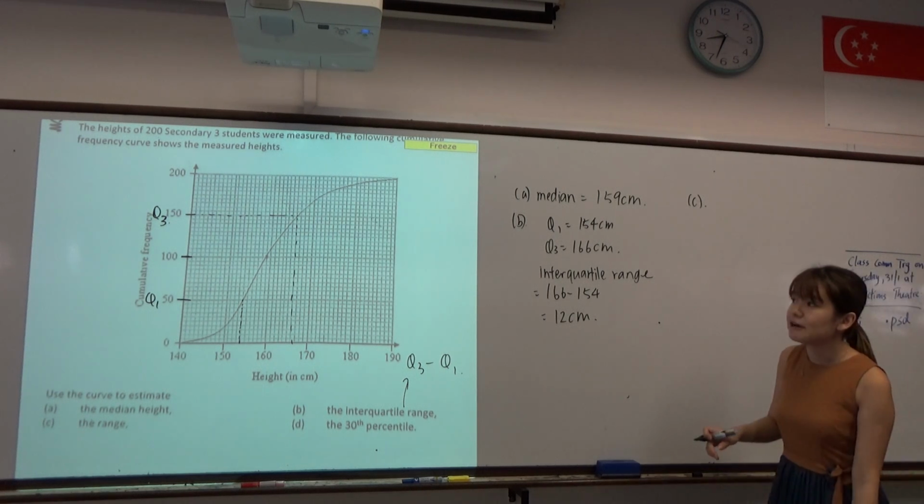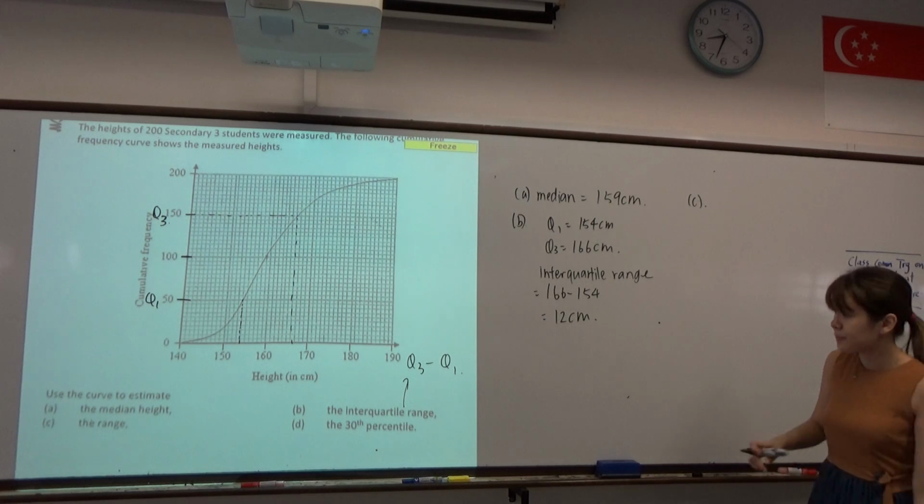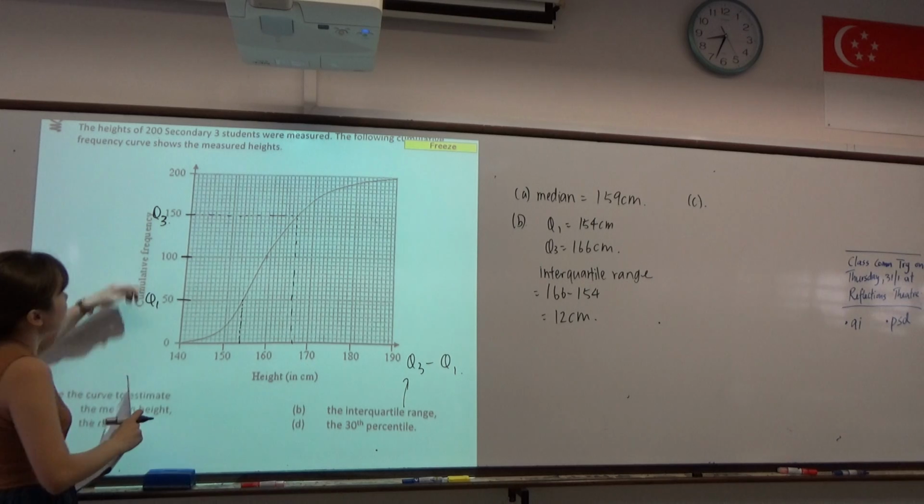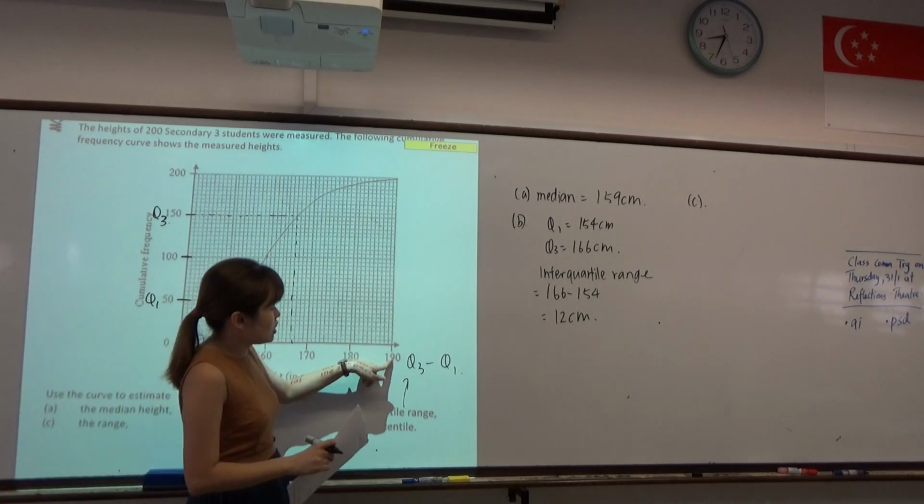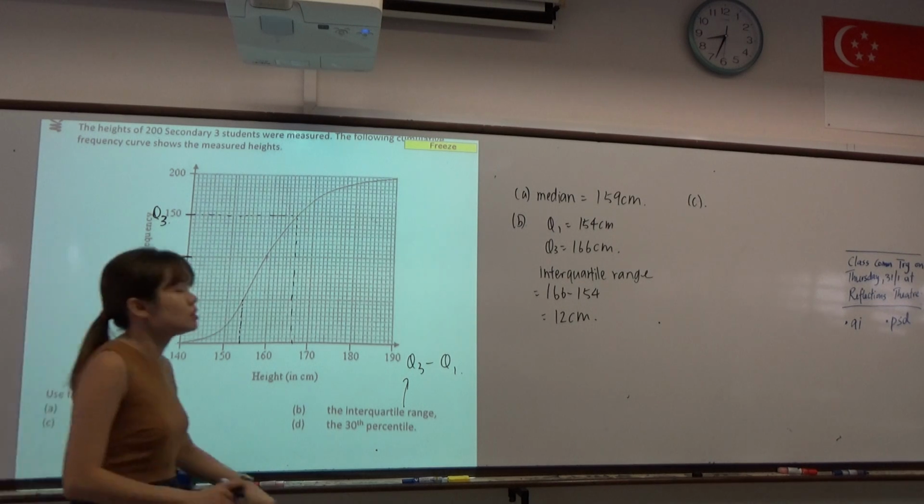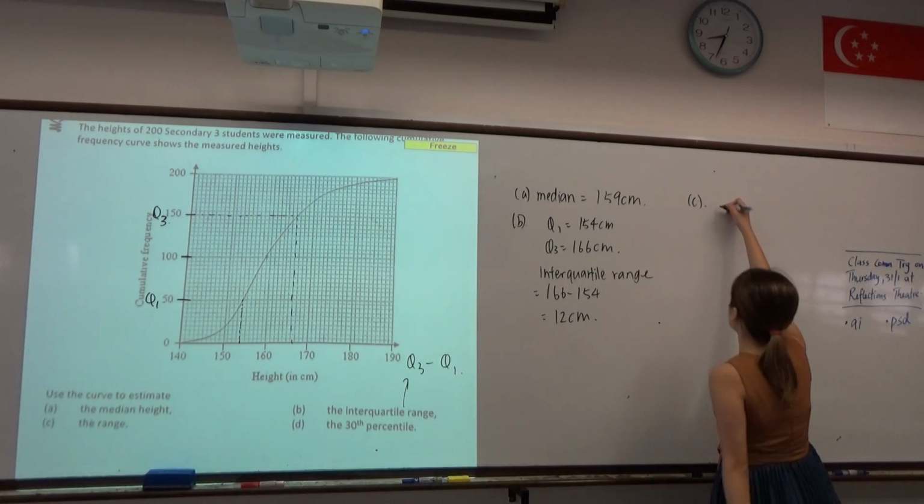As for part C, finding out what is the range. The range would mean that it is the highest, at 200, which is 190 cm, and then the lowest, which is 140 cm. So we take 190 minus 140.